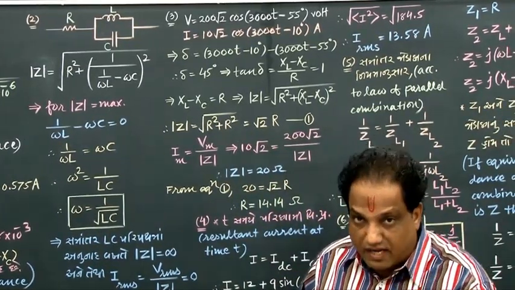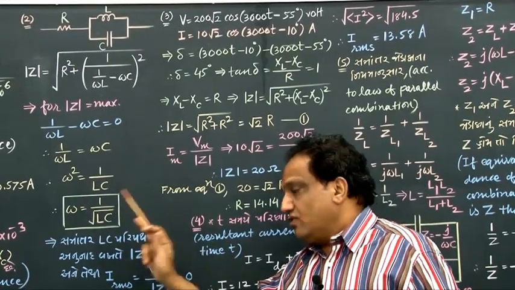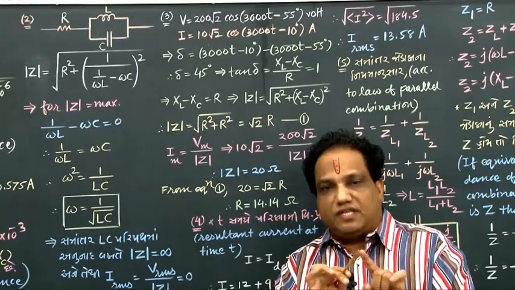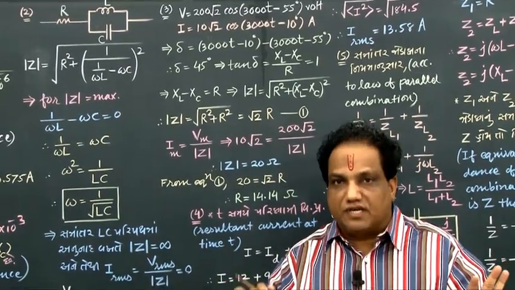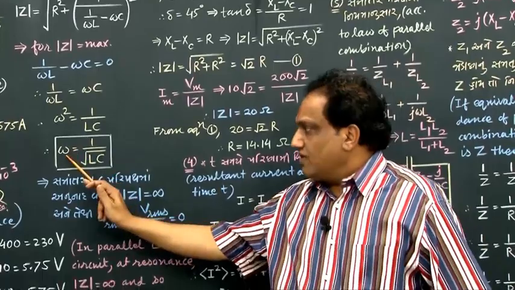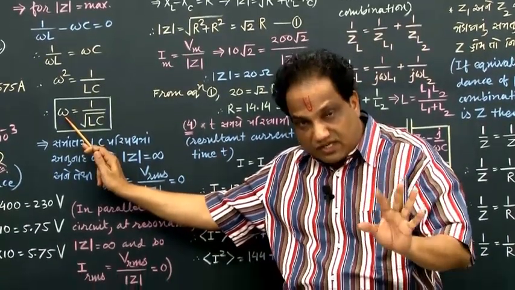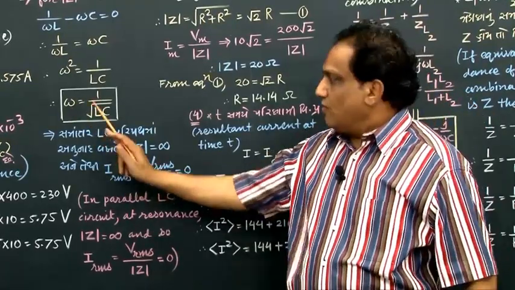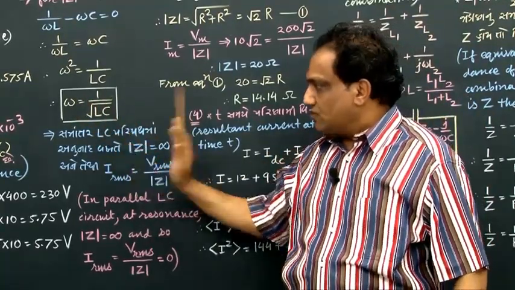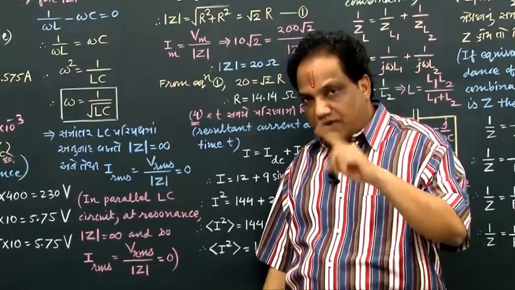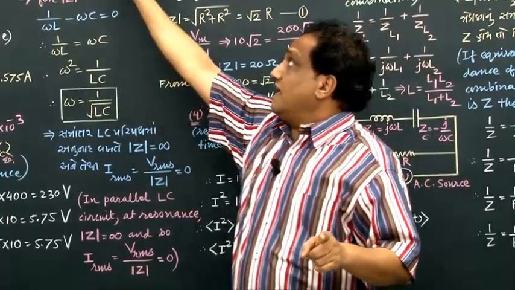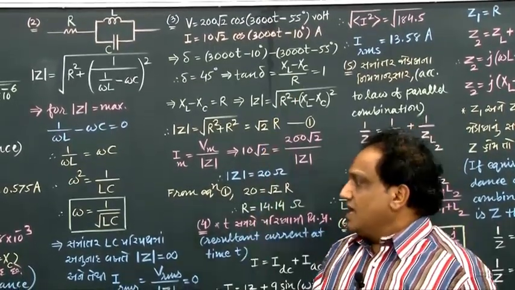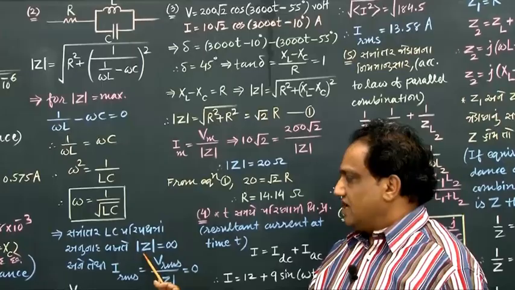The same formula was there for series AC circuit also. So, whether it is a series AC circuit or a parallel AC circuit, so far as the formula of resonance frequency or resonant angular frequency is concerned, the formula is the same. Omega equals 1 upon under root L into C. But remember, once again I am reminding, in case of a parallel LC circuit, at the time of resonance mod Z becomes maximum, and that maximum value here is infinity.